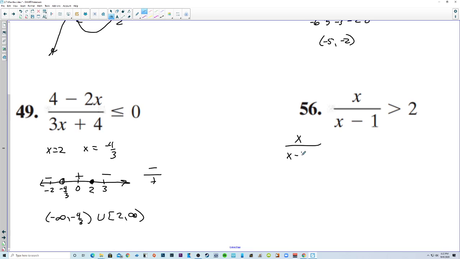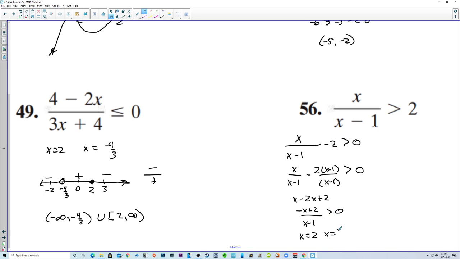Over here we have x over x minus 1 minus 2 is greater than 0. So x over x minus 1 minus 2 times x minus 1 over x minus 1. We're going to get common denominator. So x minus 2x plus 2. So negative x plus 2 over x minus 1 greater than 0. So 2 makes the top 0, which we cannot include, doesn't have equal to. And x equals 1, that's that vertical asymptote. You can never include those because it's not in the domain. So 1 and 2. Oh, open dot. Let's go open dot on these.